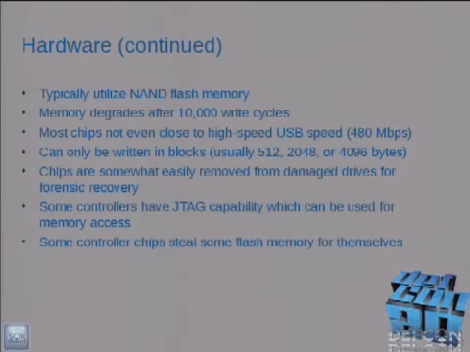So typically these thumb drives use NAND flash storage. You get about 10,000 write cycles on these. If you're writing to them in particular, you don't get anywhere close to that 480 megabits per second, by the way. Again, it's like the cable modem. Up to this, but not even close.